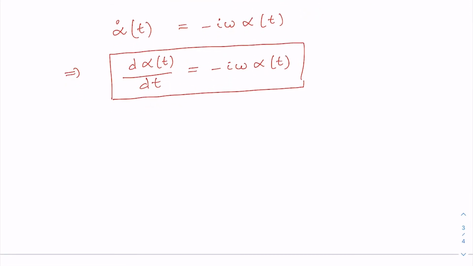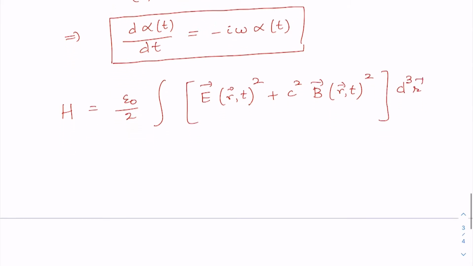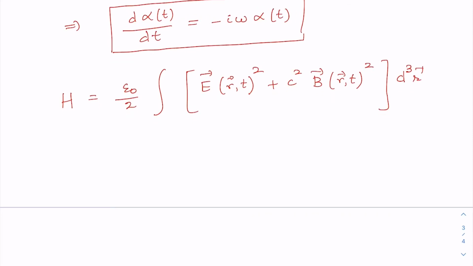Now the next job is to find out the energy of the mode. Energy of the mode is, as usual, epsilon 0 by 2 times the electric field E(r,t) squared plus c squared B(r,t) squared, and this is the volume integral you have to do, d3r. So this is what we have to calculate, and let us do that.